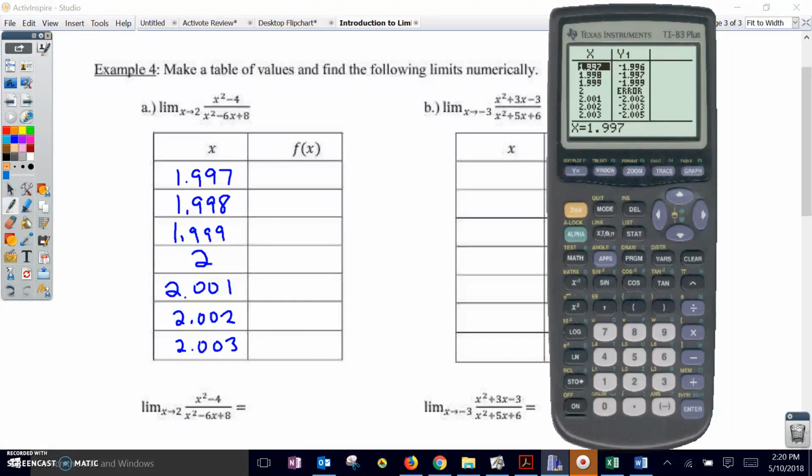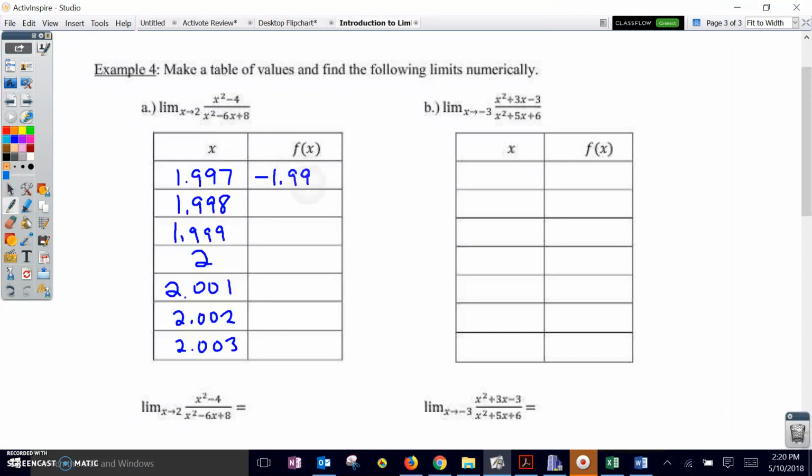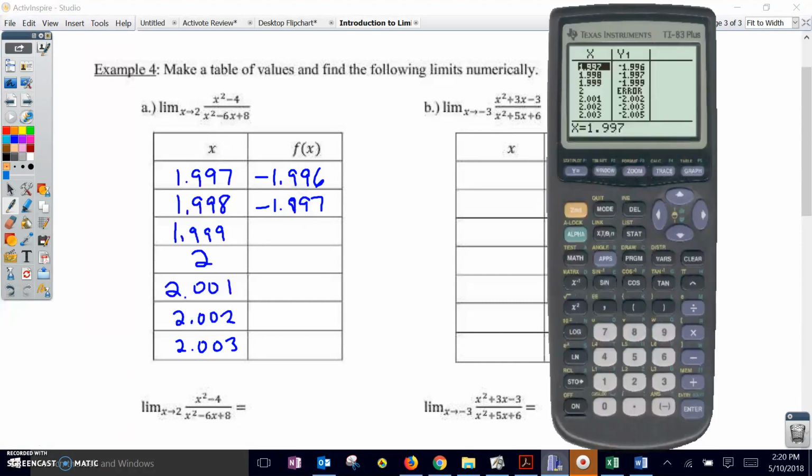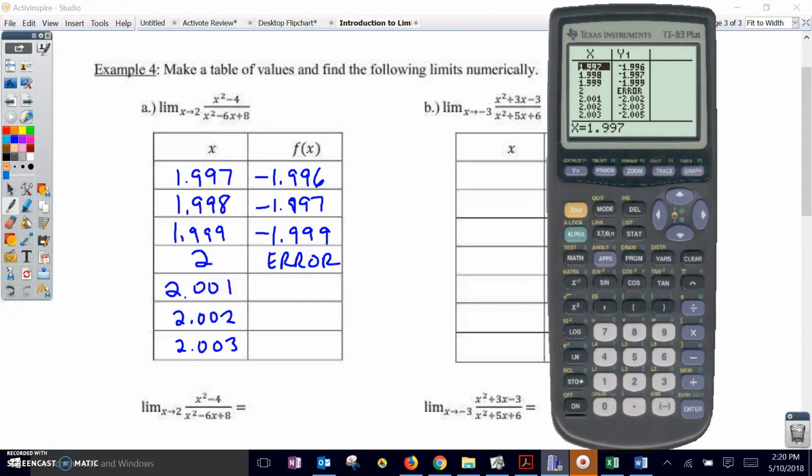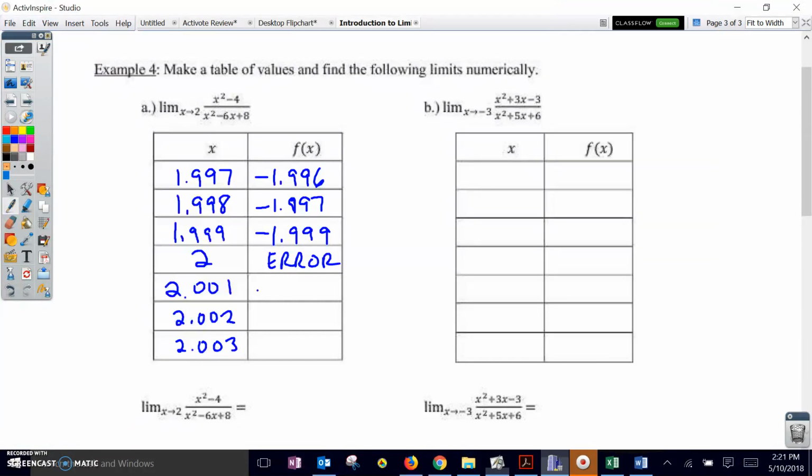So I've got negative 1.996, negative 1.997, negative 1.999, error, negative 2.002, negative 2.003, and negative 2.005. And the fact that we have an error here, this is one that if we had tried to handle it algebraically would have led to a 0 over 0 situation.